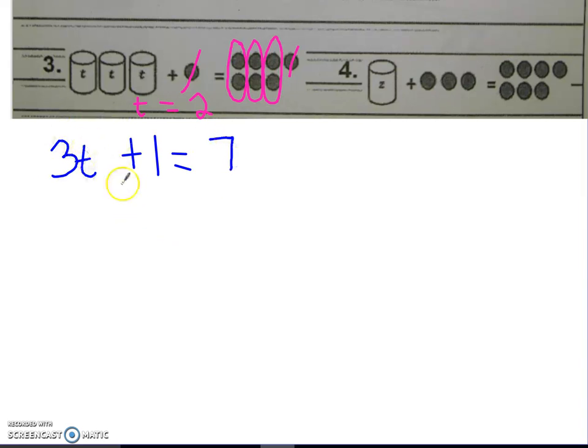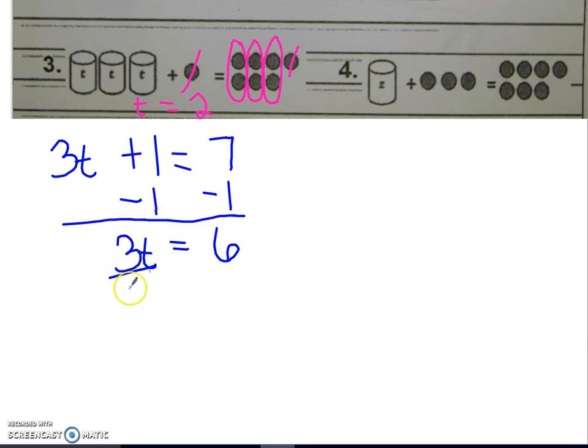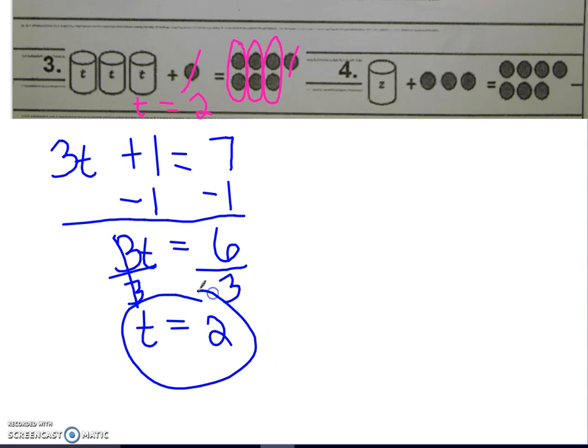I've got to get the t by itself, so I've got to get rid of plus 1. The inverse, or the opposite, of plus 1 is minus 1. 7 minus 1 is 6. The 3 and the t are multiplying. The opposite is division. You're going to divide both sides by 3. 6 divided by 3 is 2.